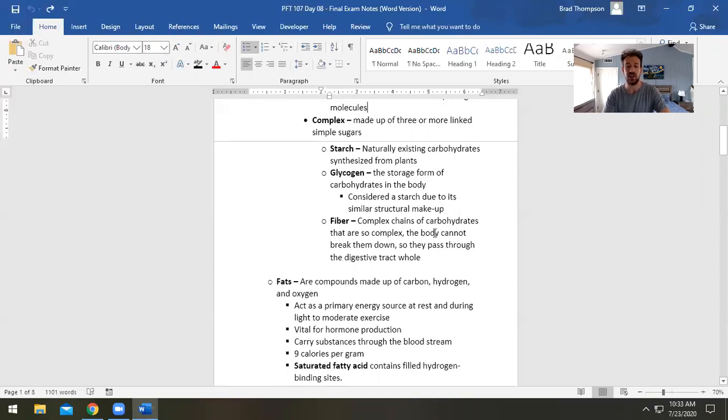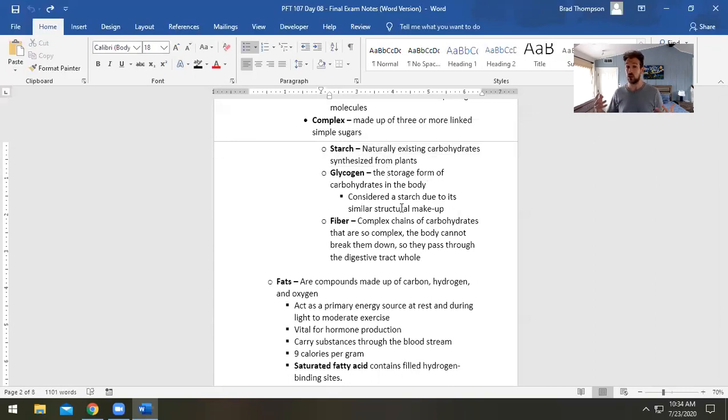And so our primary examples of this are going to be starches, right? Starches are naturally existing carbohydrates that are formed from plants. So like potatoes, breads, pastas, rice, couscous, quinoa, any type of grain, or any type of starchy vegetable. Those are all really good examples of naturally occurring starches.